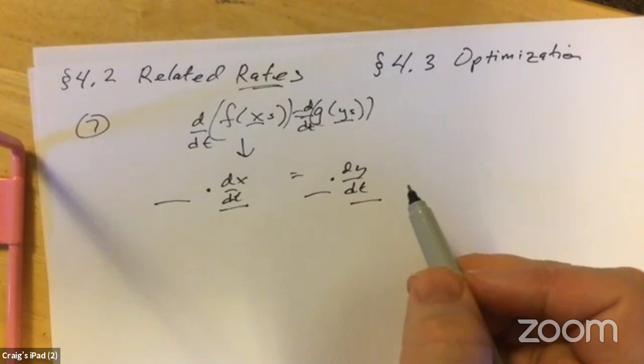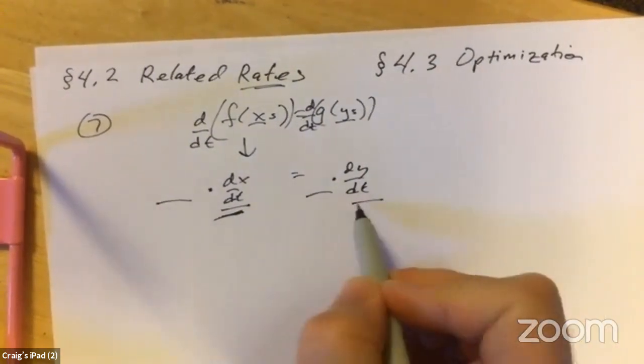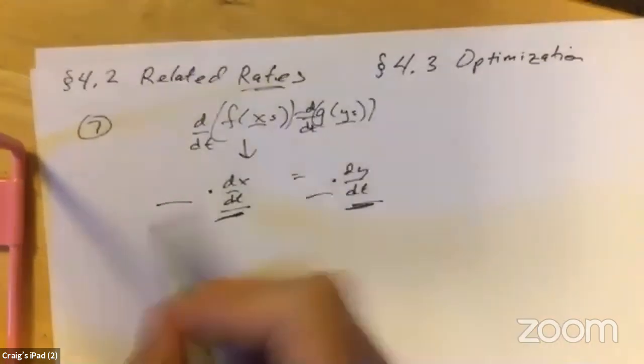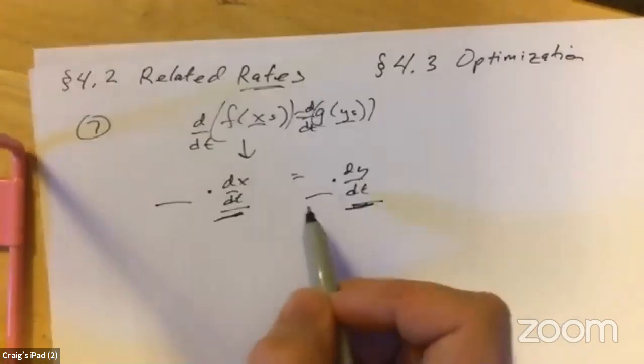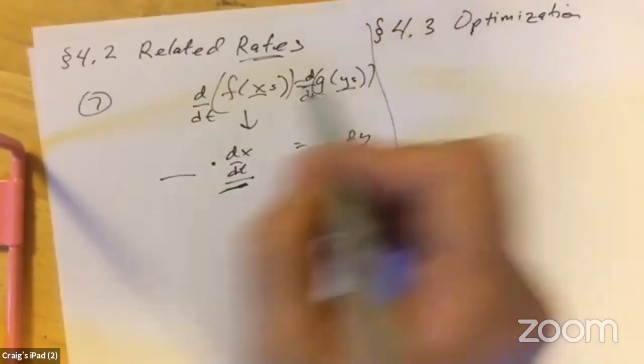That's when we're trying to find a solution of, well, if this one's moving this fast, how fast is this one moving? Now the rates are related, so I can solve the equation. And then with 4.3, again, we're just using calculus.